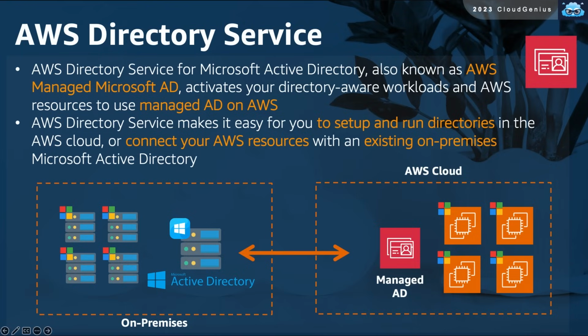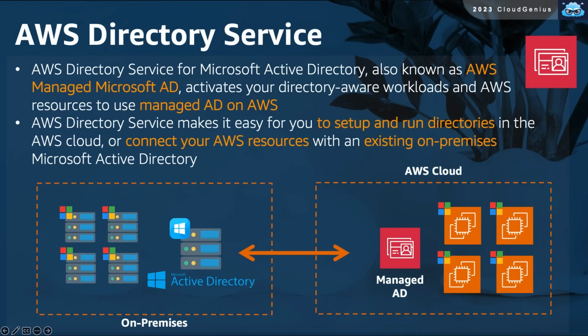AWS Directory Service is a fully managed service provided by Amazon Web Services that simplifies the setup and management of directories in the cloud. It allows you to integrate your existing on-premises Active Directory (AD) or establish a new, cloud-based directory for managing user identities and access.